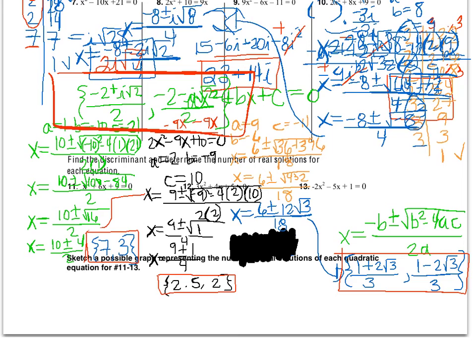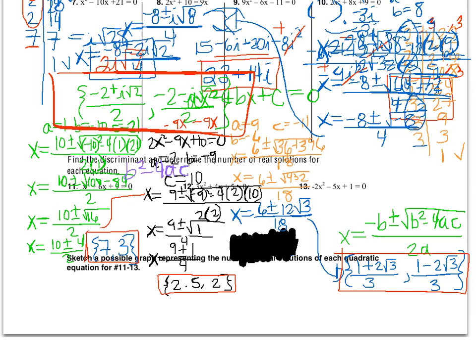Alright, so for numbers 11 through 13, it says find the discriminant and determine the number of real solutions for each equation. Remember, for the discriminant, we use part of the quadratic formula. The part that we use is b squared minus 4 times a times c. And that's all we use there. For these problems, you're going to want to refer back to the table that we made in our notes. That might help you along, and you'll definitely want to memorize that table for the test tomorrow. So, in order to use the b squared minus 4ac, the quadratic equation needs to be set equal to 0.